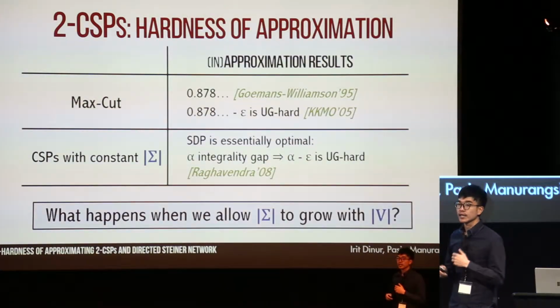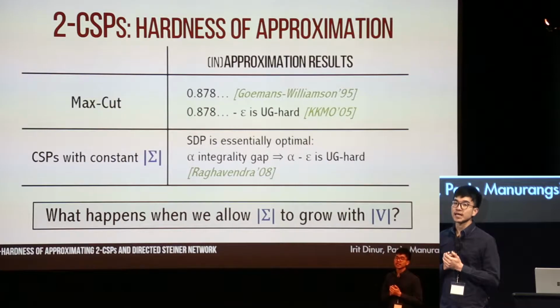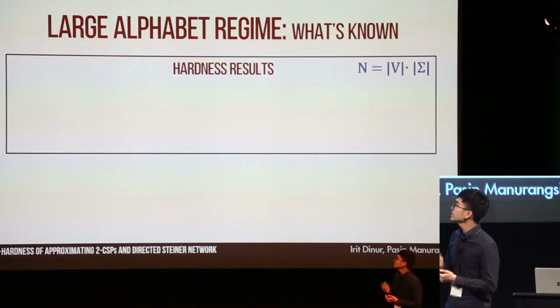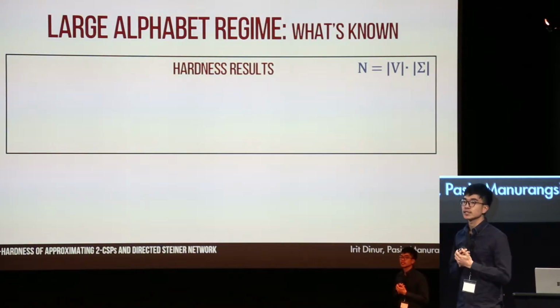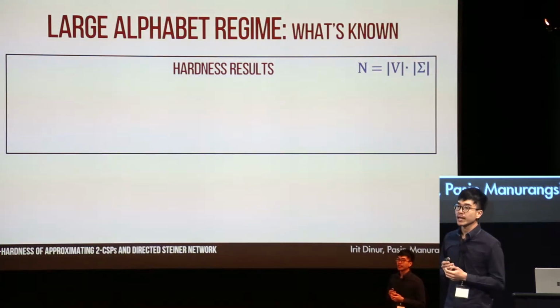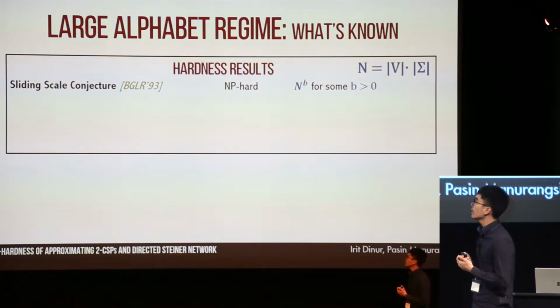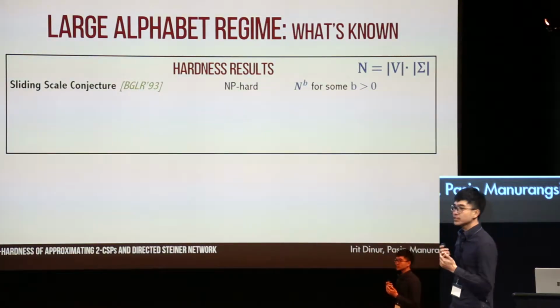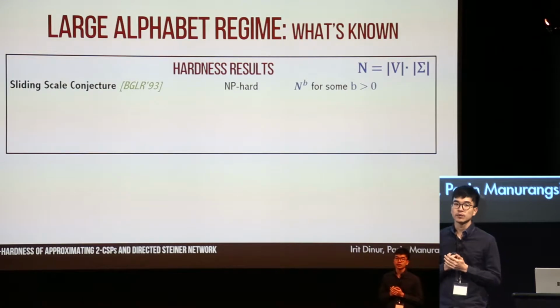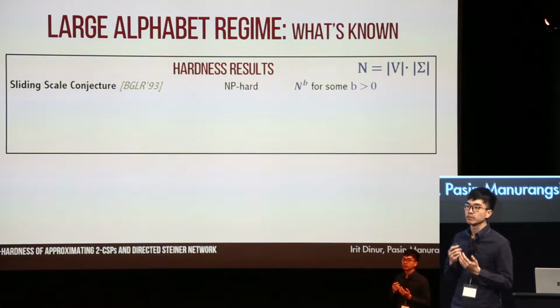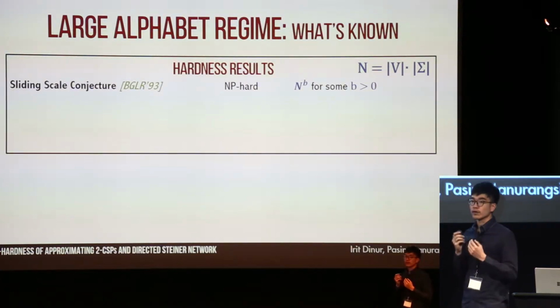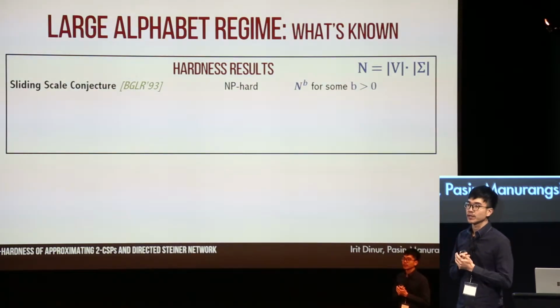But now things get a little more interesting when we allow the alphabet size to grow larger, and in particular to be dependent on V or to be much larger than V. Let's take a look at what we know in this landscape. From here on, I will use a big N to denote the product of the number of variables and the alphabet size. Since the early days of the PCP theorem, there is a conjecture of Bellare et al., which says that 2CSP is hard to approximate to a polynomial ratio in N, so N to the B for some constant B greater than 0. Unfortunately, although it has been open for more than 20 years, it still remains open today.